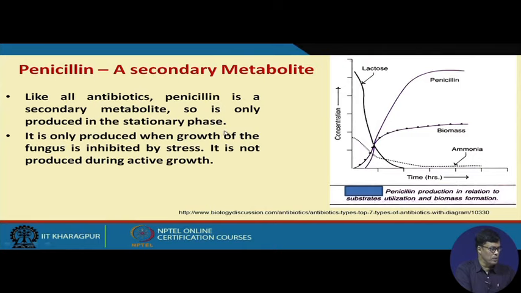So it is only produced in the stationary phase. It is only produced when the growth of the mycelium is inhibited by stress, and it is not produced during the active growth phase. Here, this is considered the active growth phase, but when the organism is almost going into the stationary phase, your penicillin production starts like this. That is why penicillin is considered a non-growth associated product, because the rate of production is proportional to the cell mass, but this occurs only when the organism attains the stationary phase. Thank you very much.